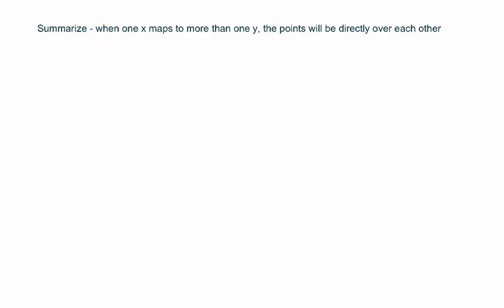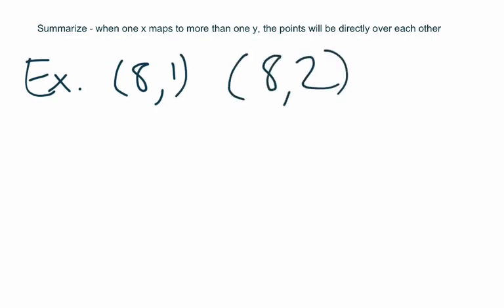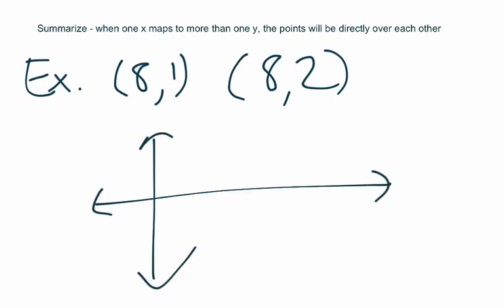So to summarize, when one x maps to more than one y, the points will be directly over each other. This is the example from the notes for those of you following along with the notes. I don't know why I picked an 8. Like, why would I do that? But this is similar to the one I just did. So we have to go 1, 2, 3, 4, 5, 6, 7, 8. 1, 2. And the points will stack over each other. So the vertical line test is much, much easier to demonstrate than it is to actually explain.